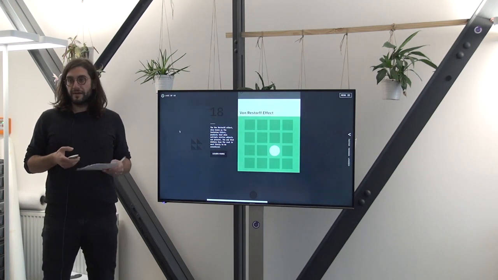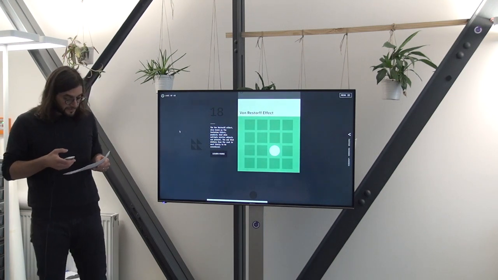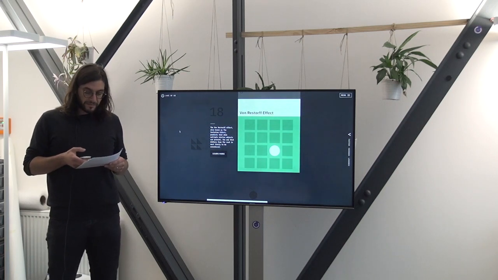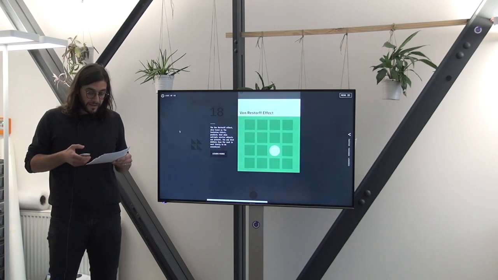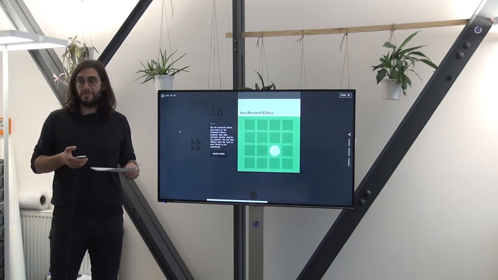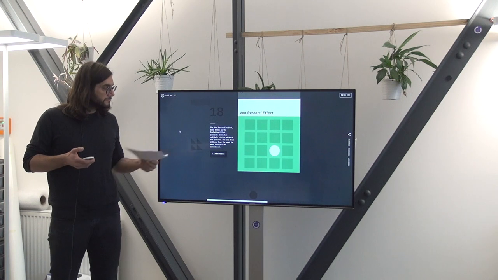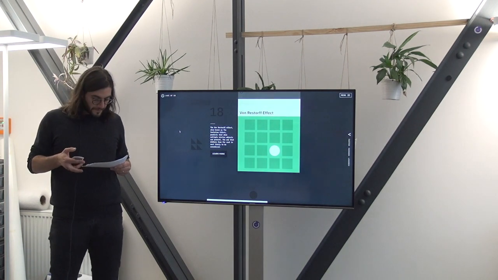Von Restorff effect. The von Restorff effect, also known as the isolation effect, predicts that when multiple similar objects are present, the one that differs from the rest is most likely to be remembered. I mean, this is easy to understand, I guess.